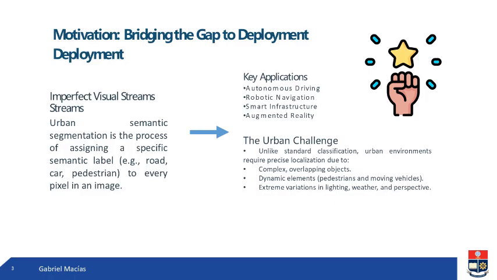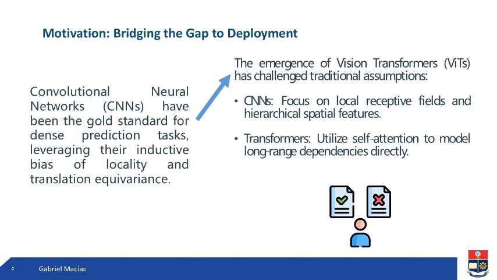Urban environments are especially challenging because they contain complex scenes with multiple overlapping objects, dynamic elements such as pedestrians and vehicles, and large variations in lighting, weather, and perspective. Historically, convolutional neural networks have been the dominant approach for semantic segmentation. However, the emergence of transformer architectures has introduced a new paradigm that challenges traditional assumptions. This leads to an important question. Should we transition entirely to transformer-based models, or do CNNs still provide advantages?